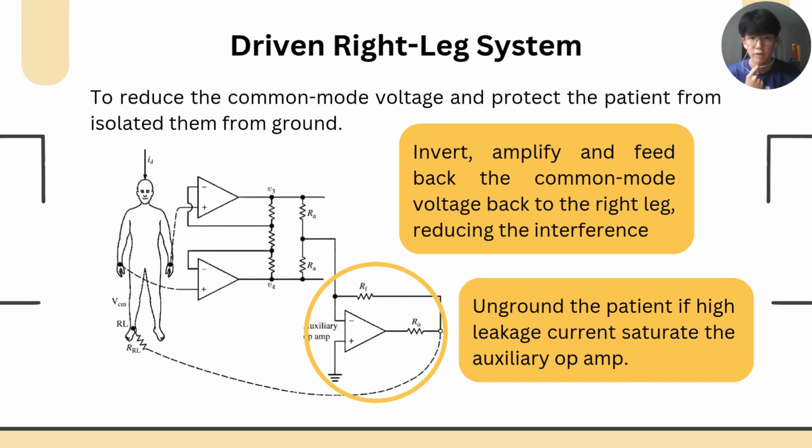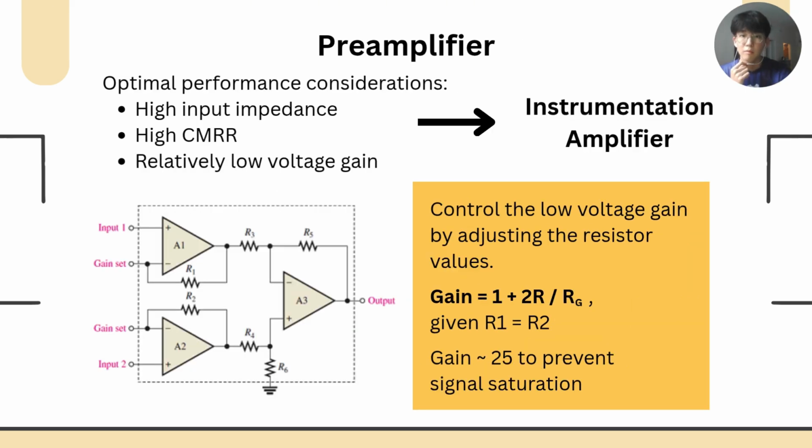Here are some of the characteristics that we need to consider for the preamplifier to work optimally. To ensure high input impedance, high CMRR, and also low voltage gain at the preamplifier stage, we often use instrumentation amplifiers because we can control the low voltage gain by just adjusting the RG value. And the gain at this stage is around 25 to prevent signal saturation.